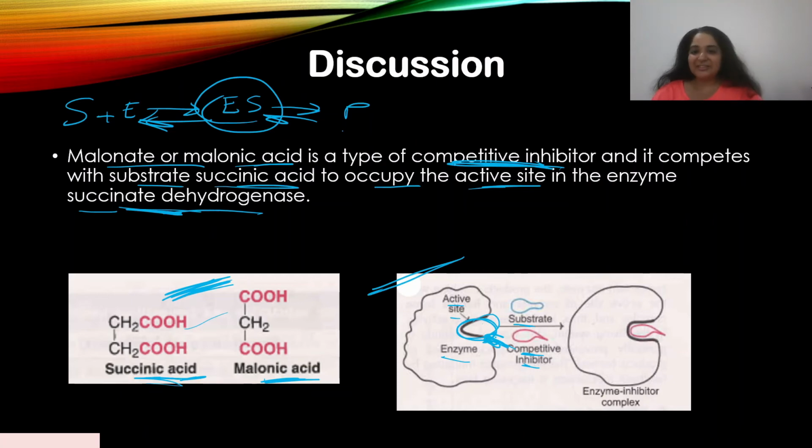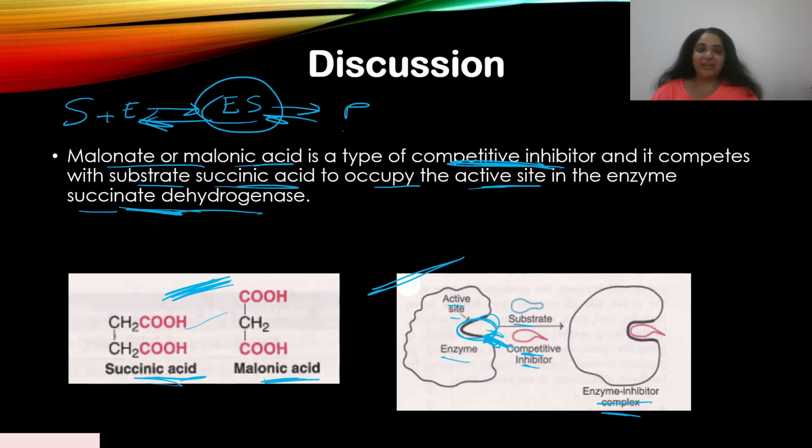Once the inhibitor has attached itself to the active site, it cannot get converted to the product. It is an enzyme inhibitor complex which is formed. So it is competing with the substrate for that active site. There are active sites present on the enzyme, and the inhibitor is actually competing with the substrate for that active site position. So basically this is what a competitive inhibitor does. It competes with the substrate for that same site.